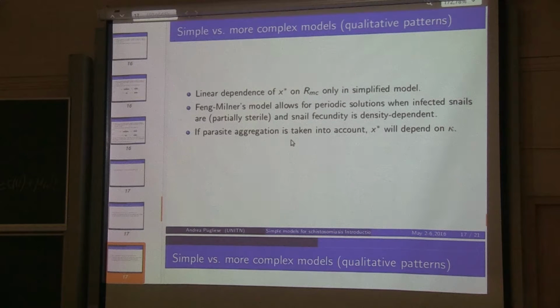Something else: in principle, the parasite load will depend on the aggregation if you have a more complicated model and take this into account. And also, something that you might be more interested in than the mean parasite load, you might want to know what is the proportion of the population whose burden is beyond a certain threshold, because this might be more important from the health point of view, and for this you need some information about the distribution.